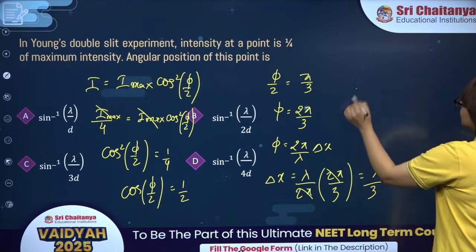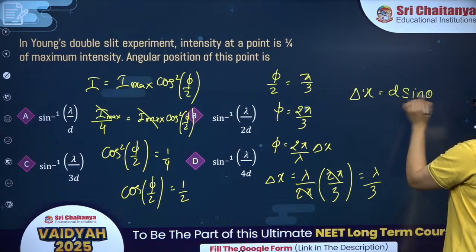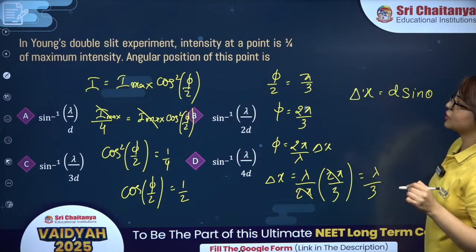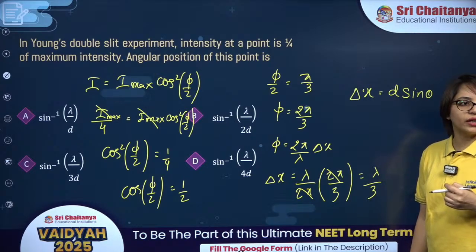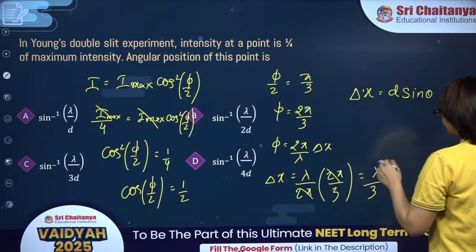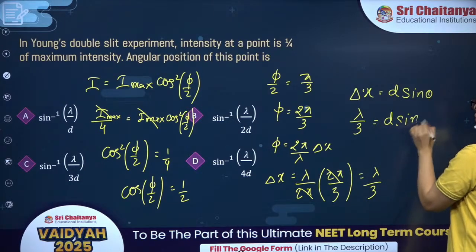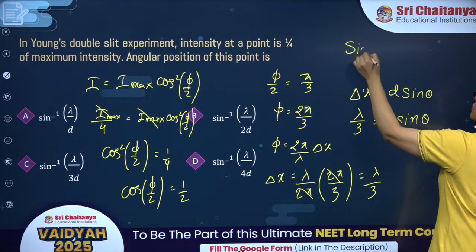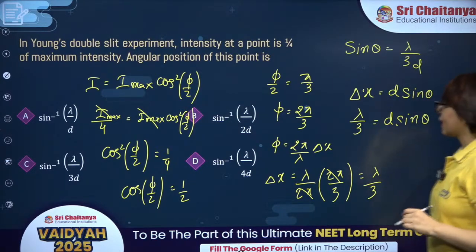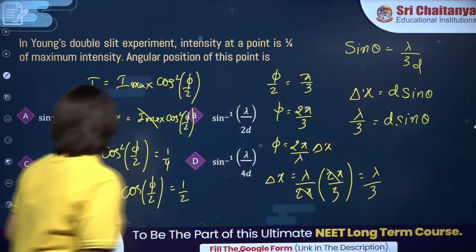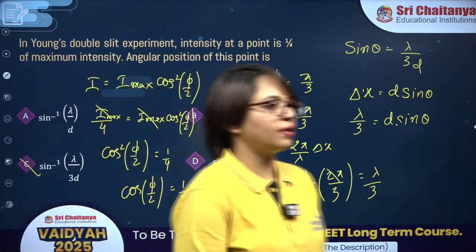Now we know that path difference in YDSE is d sine theta, where theta is the angular position of this point, right? So delta x is lambda by 3 and it should be d sine theta. From this we have sine theta as lambda upon 3d. So theta is sine inverse lambda upon 3d, which is option C. Well done guys, well done.